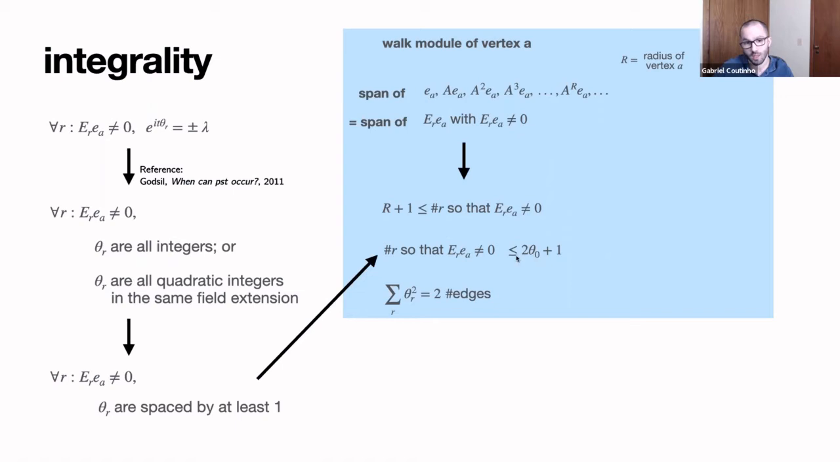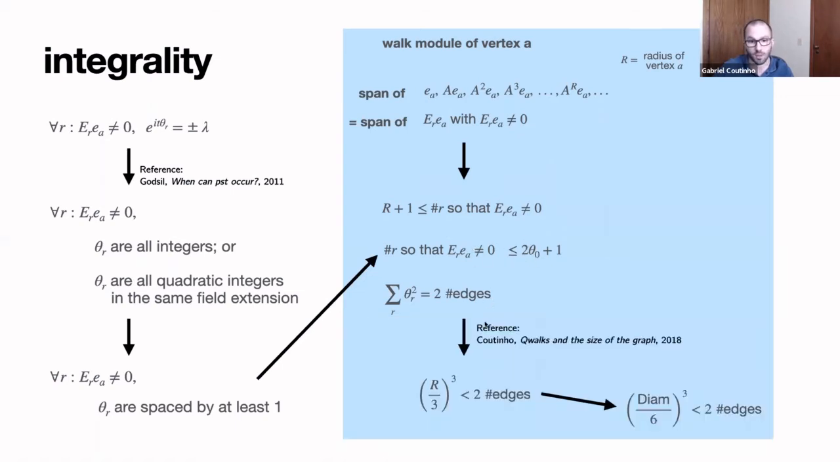Instead of using the largest, you can pick the eigenvalue in the middle, do some nice calculation, and actually, instead of squared, you can get cubic. So this is the result. You get the radius of the vertex involved in perfect state transfer over three, cubed, is upper bounded by two times the number of edges. And then of course, the radius of any vertex upper bounds the diameter of the graph over two.